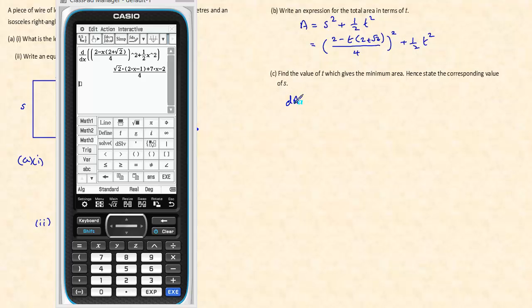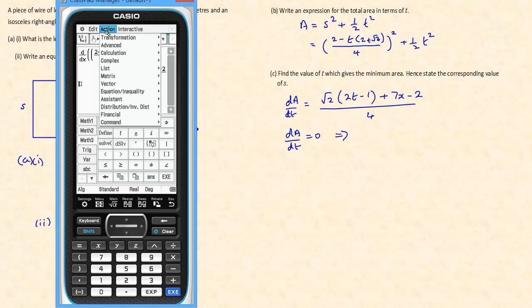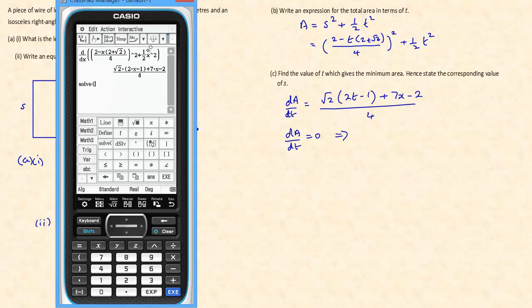So dA dt is going to be root 2 2t minus 1 plus 7x minus 2 all over 4. Now we want dA dt equals 0, and we want to see what that gives us. So if we go for a solve, and we drag all that lot down here, and we put it equal to 0, and see what that gives us.